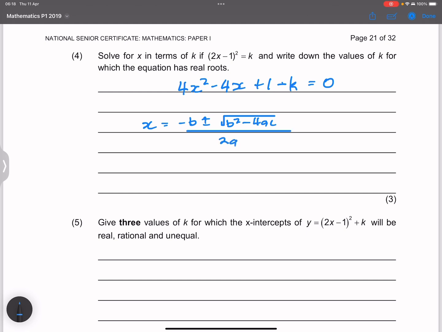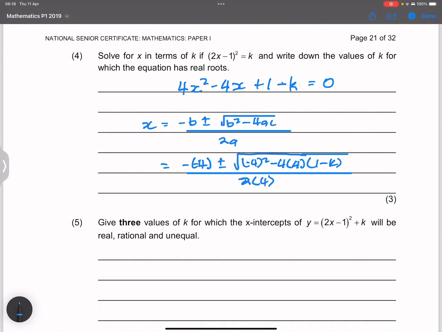Now, I'm just simply going to substitute. So that's minus our b value, which is negative 4, so that's negative 4, plus or minus the square root of negative 4 all squared, minus 4 times a, which is 4, and c, which is 1 minus k. So it's that entire constant there, divided by 2 times 4.